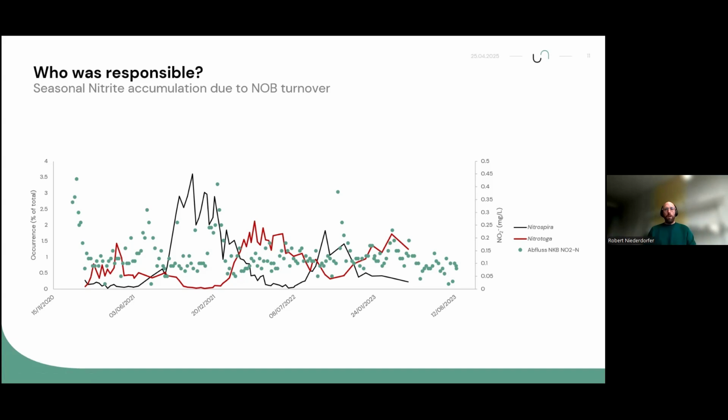So with our analysis, we could figure out that these changes can explain why nitrite was accumulating. And we are now working strongly on ways to mitigate these nitrite accumulations.